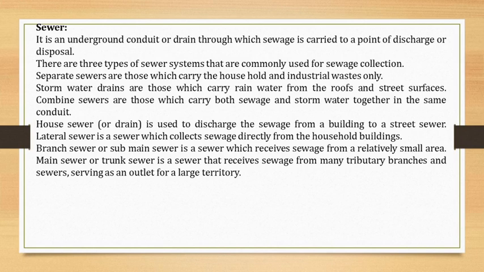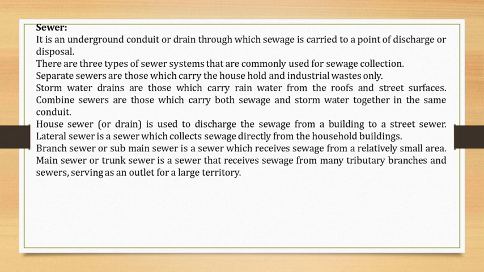So a sewer is nothing but an underground conduit or a drain through which sewage is carried to the point of discharge or disposal. There are different types of sewer: separate sewer, stormwater sewer, combined sewer. The separate sewers are used for the transportation of sewage separately, that is, for the industrial waste separately and for the domestic sewage separately.